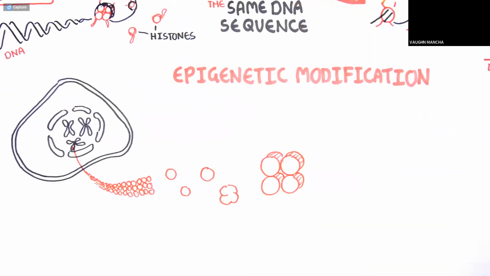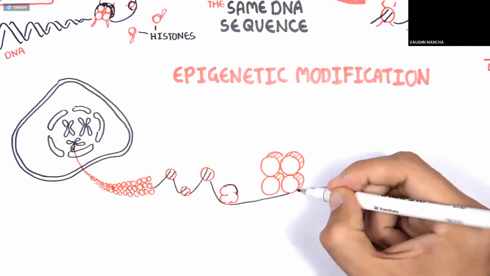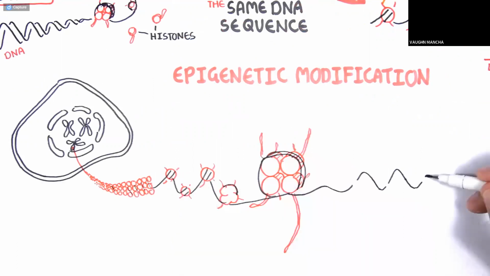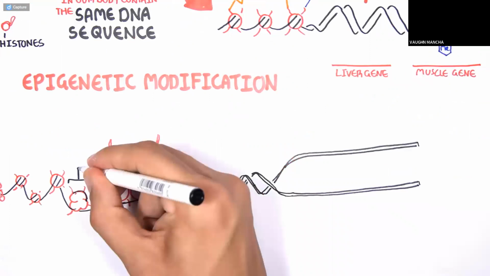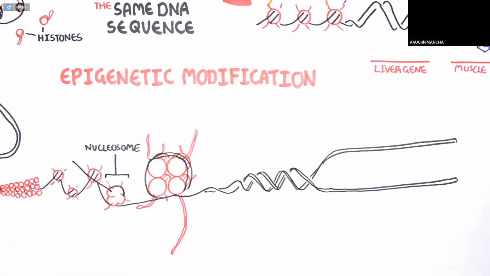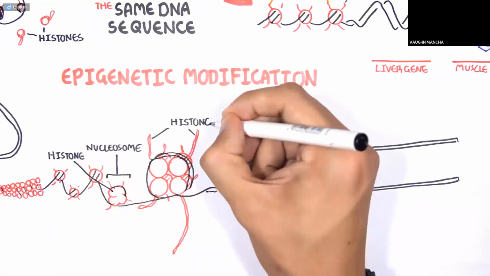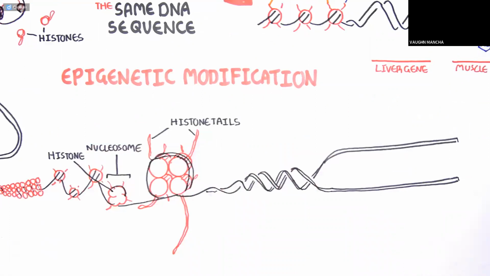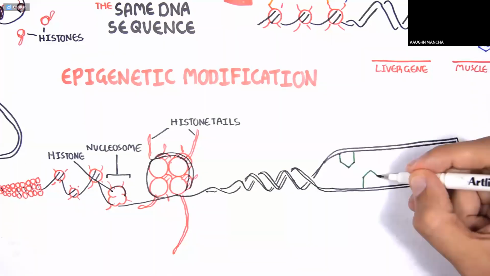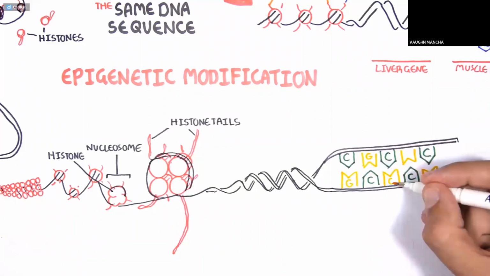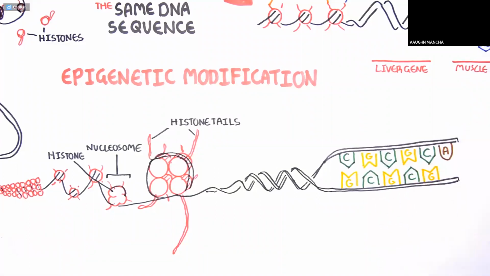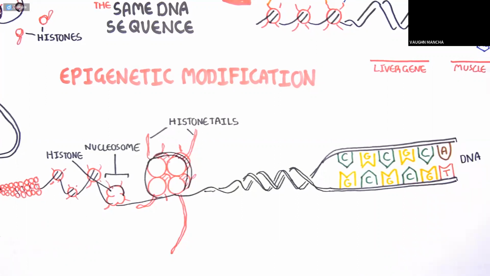Let's have a closer look. Here is a normal human cell, and we are pulling out its genetic material. The DNA is wrapped around nucleosomes, which are made up of histone proteins. Coming off the histone proteins, we have histone tails. DNA is made up of a combination of 4 nucleotides, G for guanine, C for cytosine, A for adenine, and T for thymine. There are 2 main epigenetic modifications.